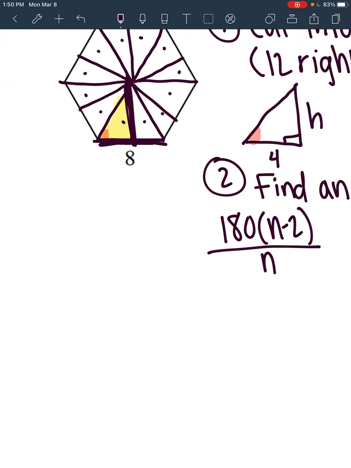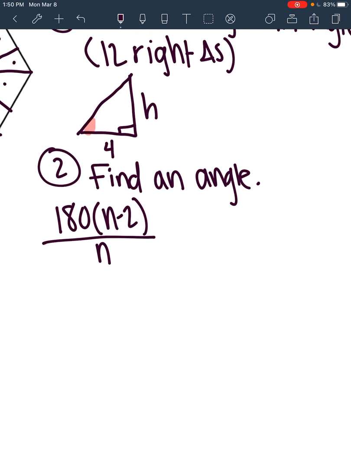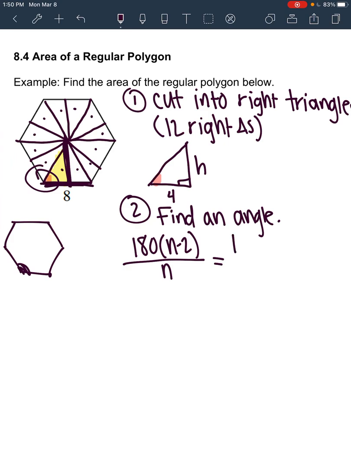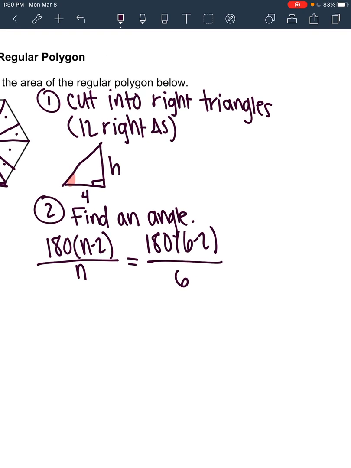What I mean by that is if I drew a hexagon, this is an interior angle, but this got cut in half. So once I find my answer for this, I need to cut it in half. The number of sides is 6, so I'm going to do 180 times 6 minus 2 divided by 6. When you solve that, you get 120. Let me make sure that's right. 180 times 4 is 720, and then divided by 6 is 120. That was that whole angle, but you need to cut it in half, so I divide that by 2, which is going to give me 60.